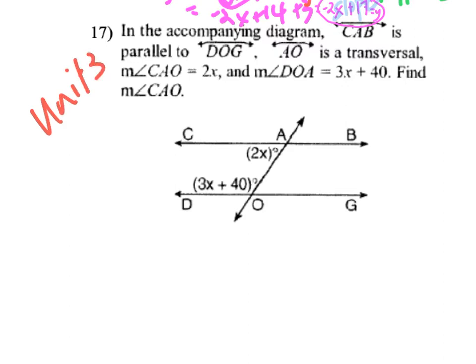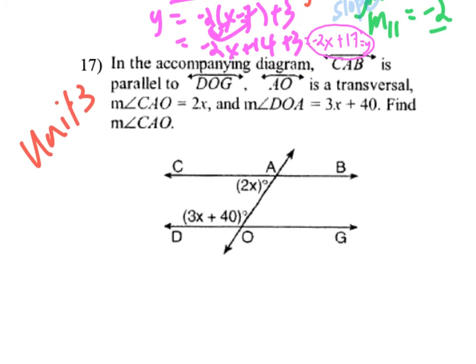Right, and so given this diagram, CAB is parallel to DOG, and AO is a transversal. So I'm going to actually just annotate this. So CAB is parallel to DOG, and AO is my transversal T. I'm given that CAO, this angle, and DOA is this angle, and I want to find the measure of angle COA, which is this angle over here that's given by 2x.